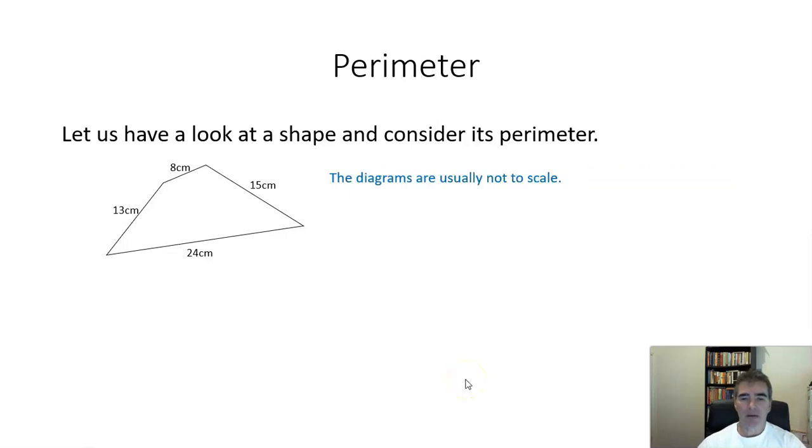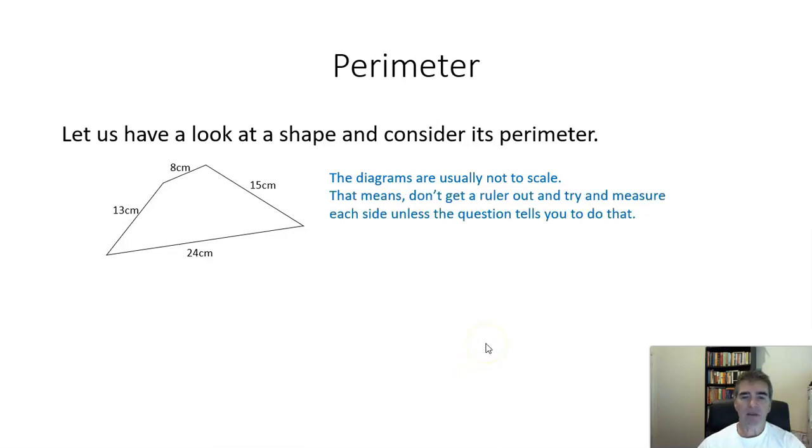Now that we've got those, we've just got to be careful. The diagrams are usually not to scale. So that means that you don't get a ruler out and measure the sides, especially if there's any missing sides, unless the question actually tells you to do that. And we'll have a look at how we can do that later on in another video.